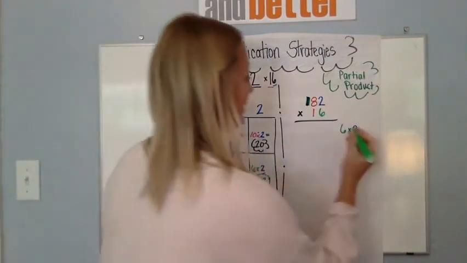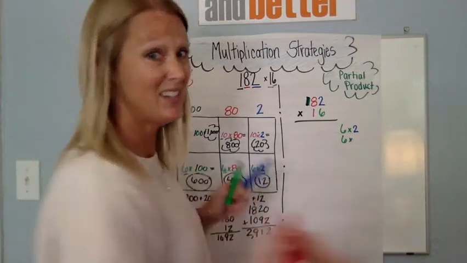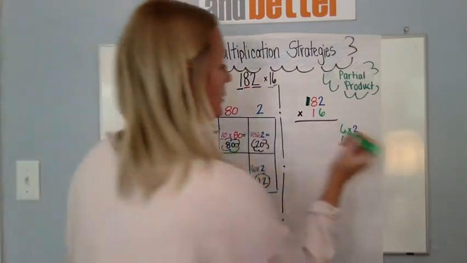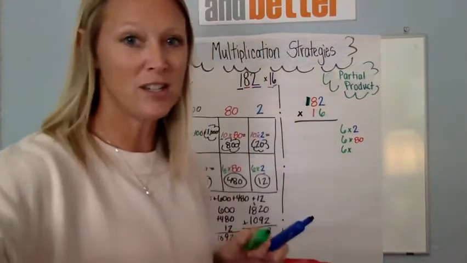I'm going to do 6 times the 8, which is in the tens place value. So it's really thinking of 80. And now I'm going to do the 6 times what place value? The hundreds. That's what I need to do.